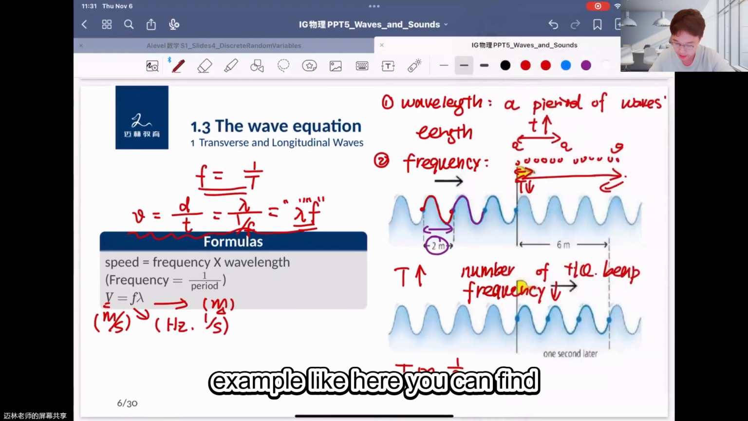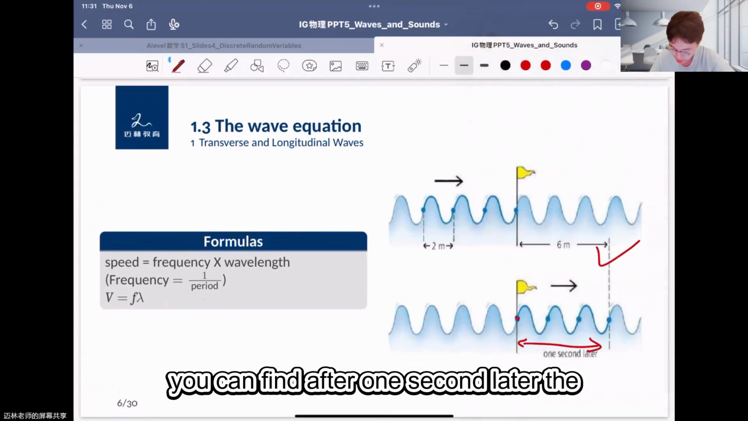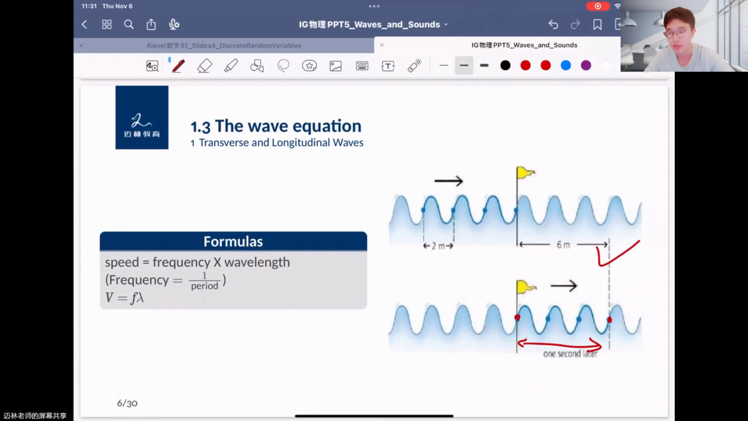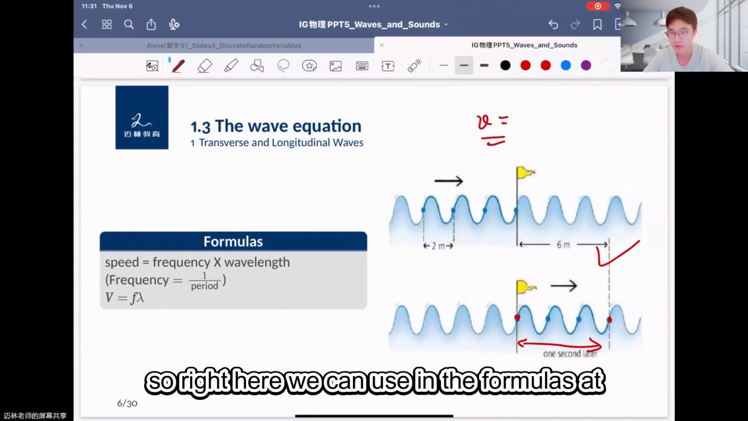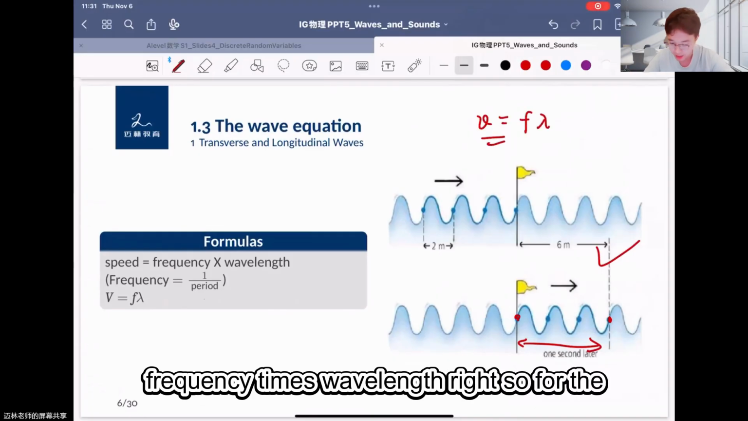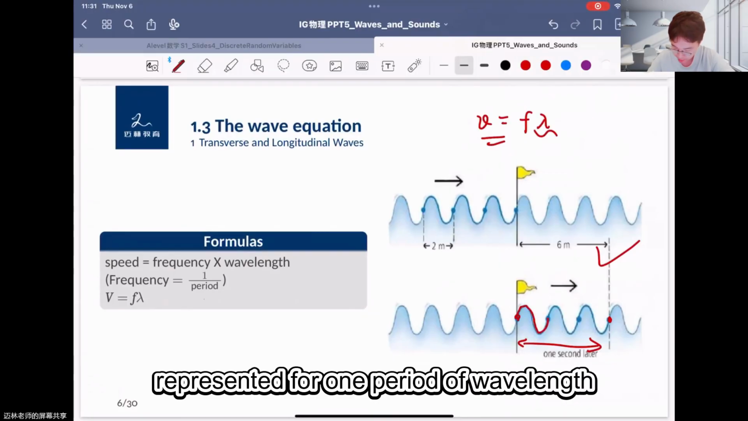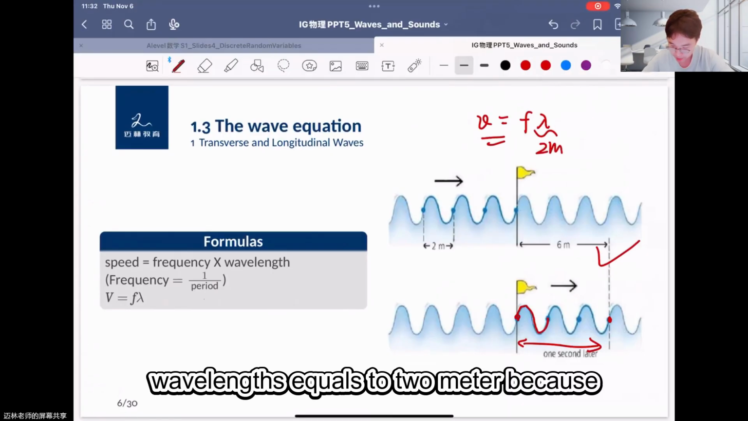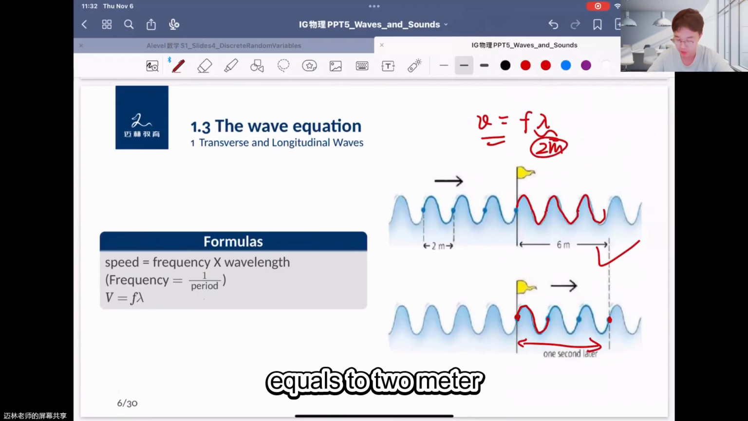And here's a little example. You can find there is a 6-meter wave right here, and after 1 second, the point just traveled to the last point, okay? So the question is, how do you determine the velocity of the wave? This is a problem. Right here, we can use the formula frequency times wavelength, right? For the wavelength lambda, it is represented by 1 period of the wave. So wavelength equals 2 meters, because 3 wavelengths equal 6 meters, right? So 1 wavelength equals 2 meters.